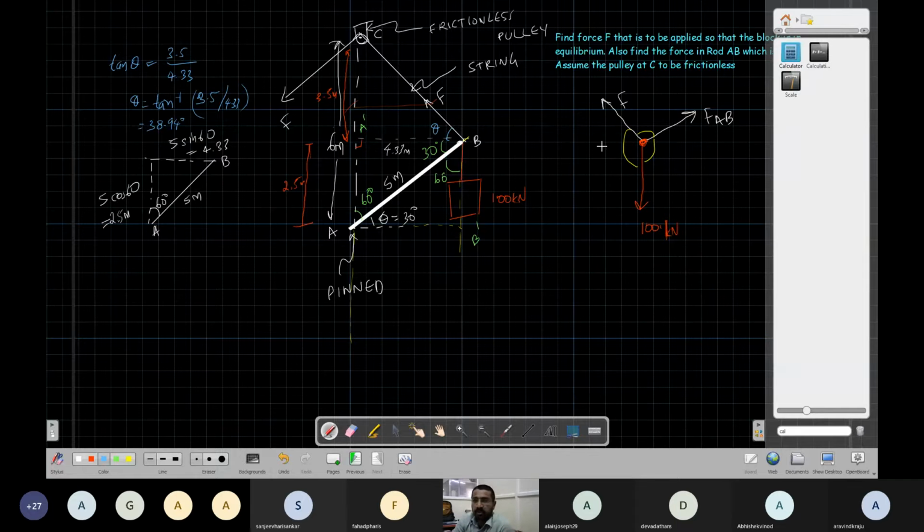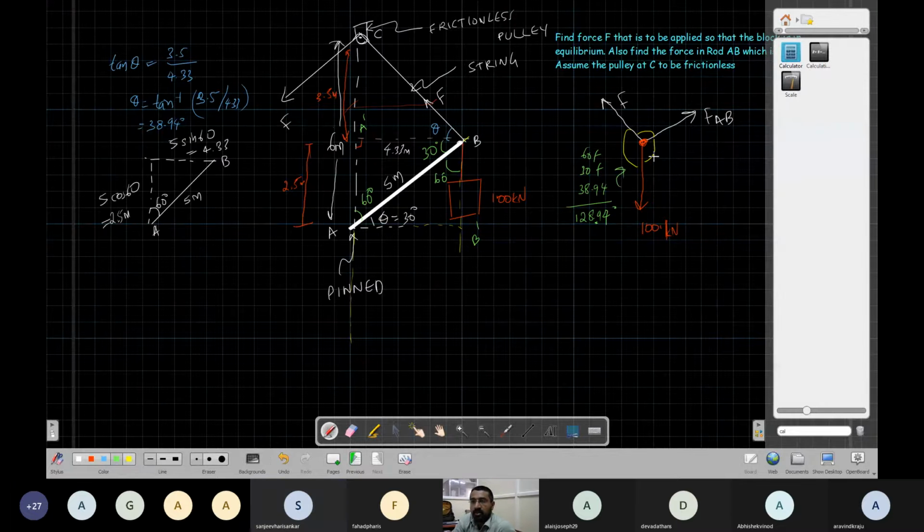So this is the 38.94. Now, what is this angle? This angle is basically the angle between this force and this force, so that is nothing but 90 plus 38.94. How much is that? 128.94. Okay, so this angle is this.